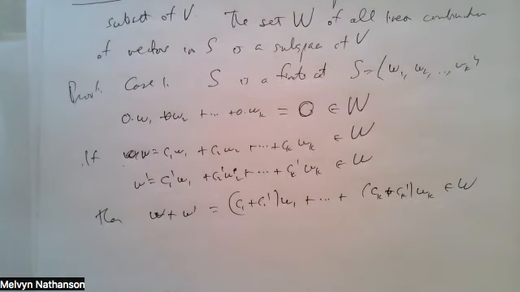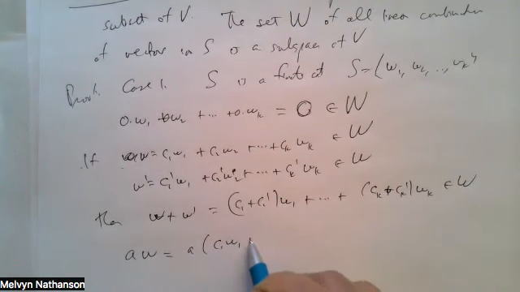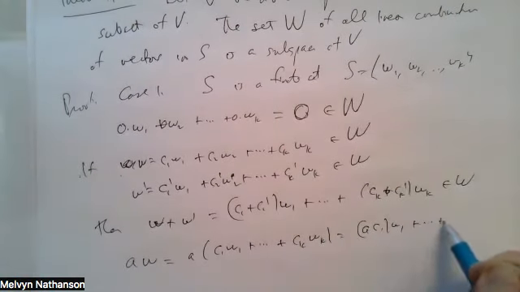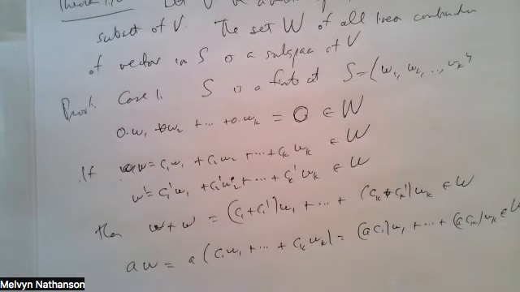So the set W is closed under scalar multiplication. If I take the vector W and I multiply it by a scalar A, this is A times C1W1 plus CKWK. So that's just AC1W1 up to ACKWK. This is again a linear combination of my vectors W1 up to WK. So that's in W. So W contains the 0 vector. It's closed under vector addition, closed under scalar multiplication. So W is a subspace.